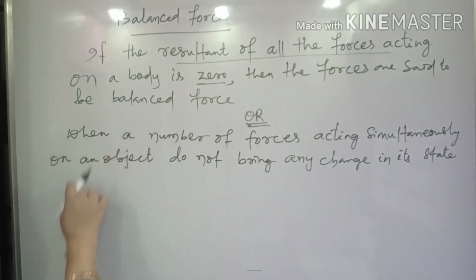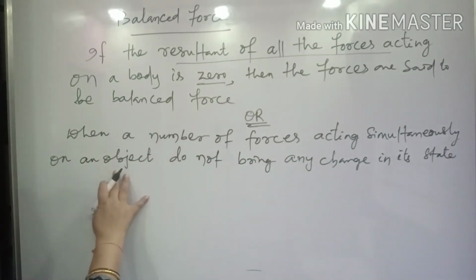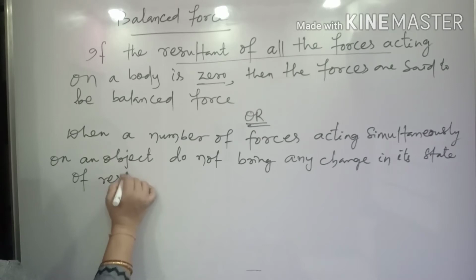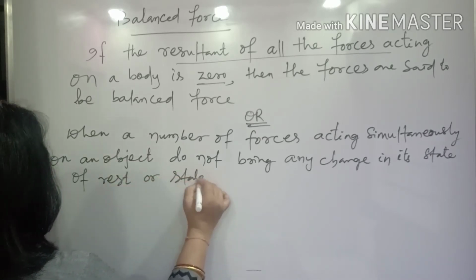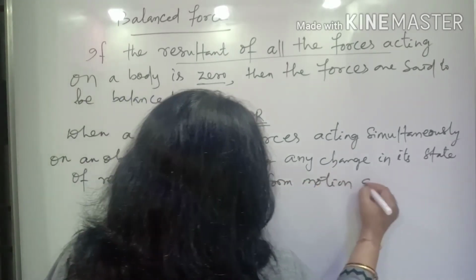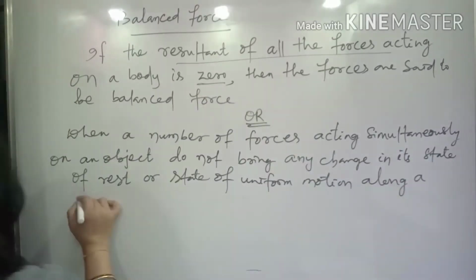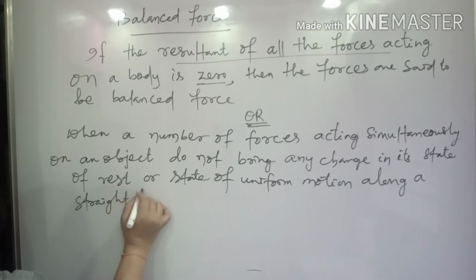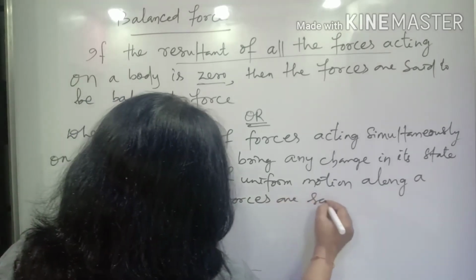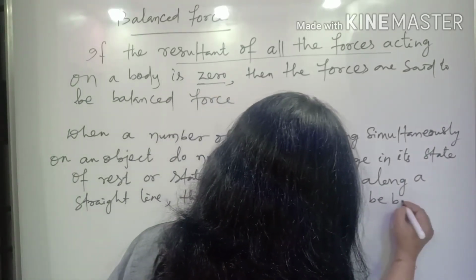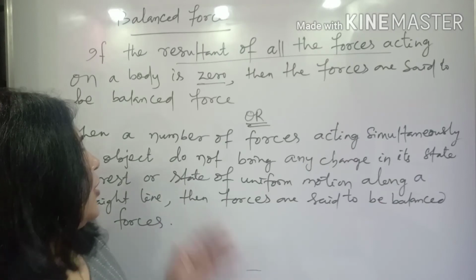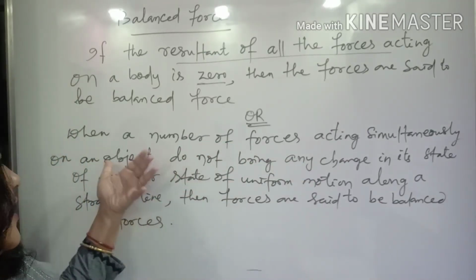Okay, see what I have written here. When a number of forces acting simultaneously on an object do not bring any change in its state of rest or state of uniform motion along a straight line, then the forces are said to be balanced forces.